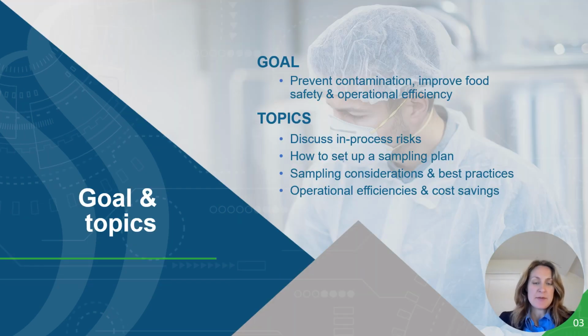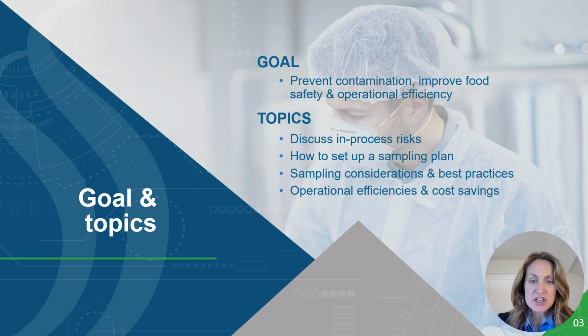So today, it's important to talk about what's the end goal, and that's really to understand how we can best prevent contamination in our process, both inline and in silos, and how to improve our food safety and operational efficiency when it comes to process monitoring. There's some small tools and things we've learned over time that I'll share today.